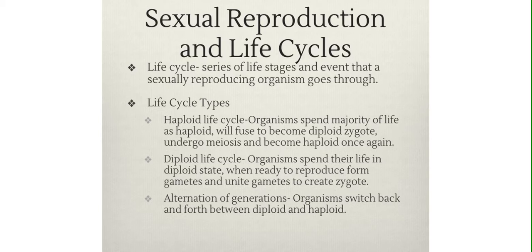Gametes will then unite in fertilization and form a diploid zygote. The zygote develops into a diploid and then repeats the life cycle. So yes, our body is always making diploid cells, but until we hit puberty, we're not truly making a lot of those haploid cells.